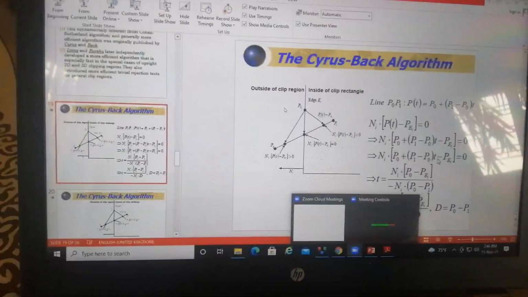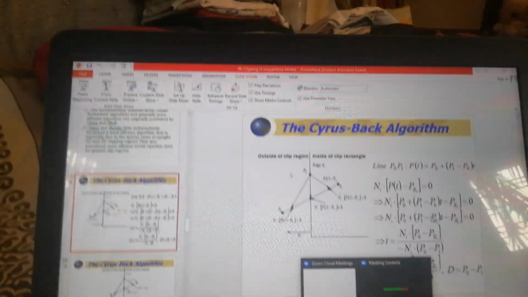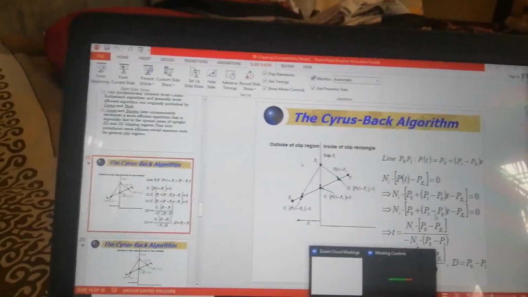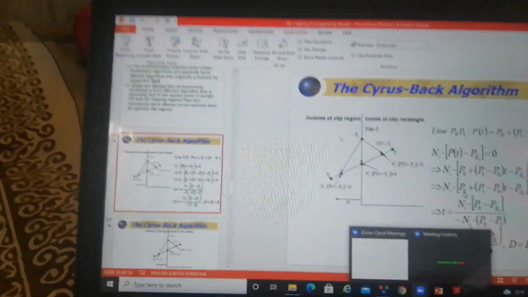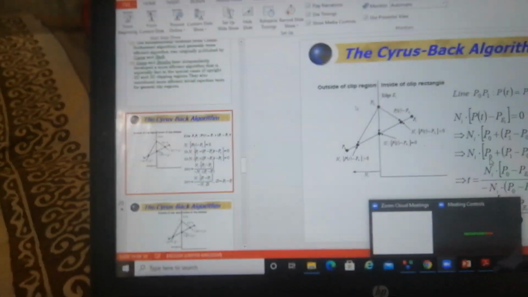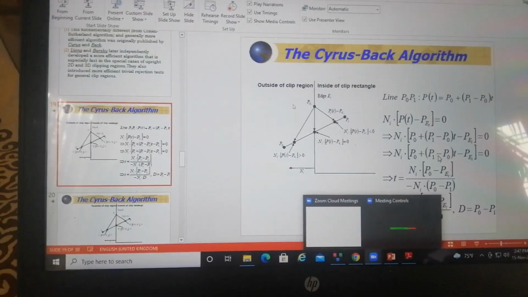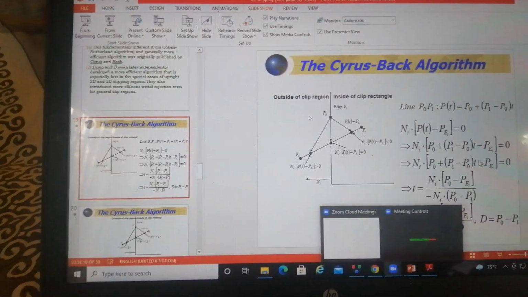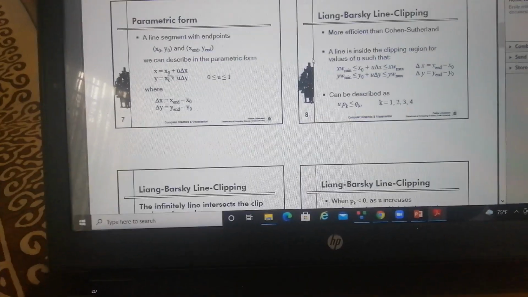P1 minus P naught T. That just means this is delta P, right? So you can easily figure it out with that equation, x naught plus u delta x, where u is replacing T over here. You got my point?